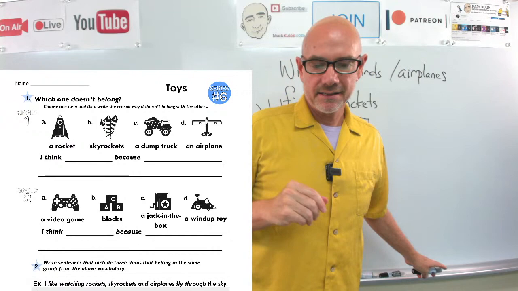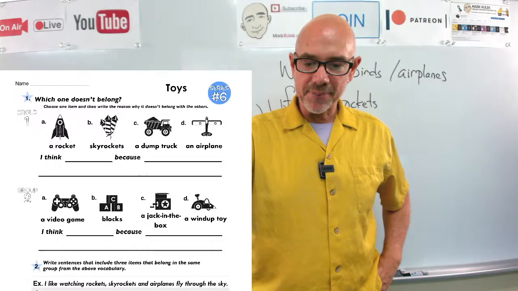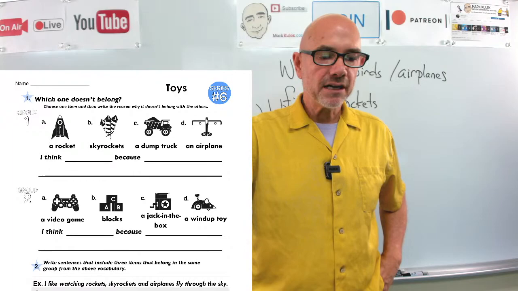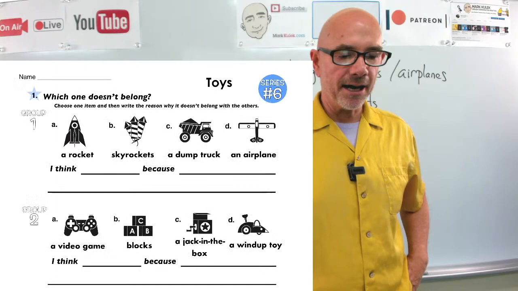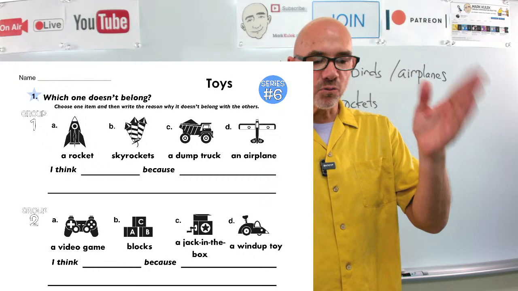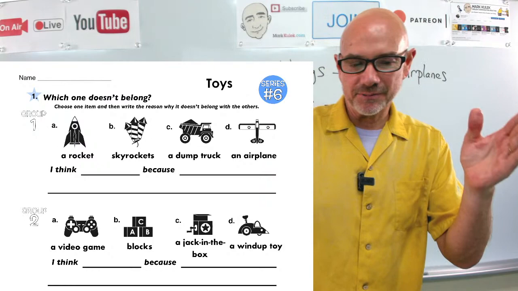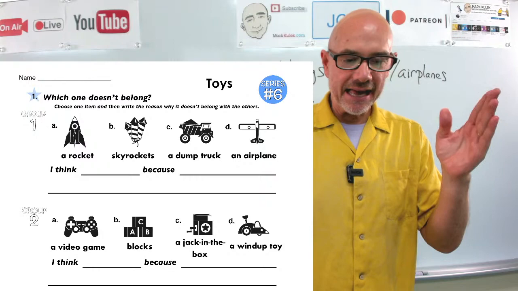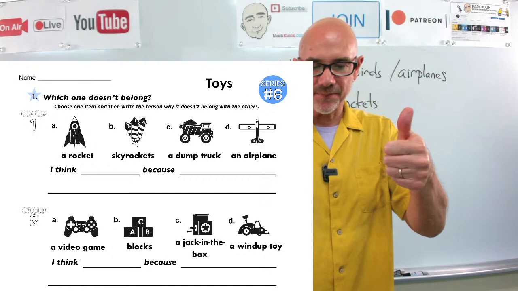Okay, I think video game because playing computer. Okay, good, I understand now. So Gosh is saying video game because it's a computer, right? So video games are a computer. That's very good. Blocks are just wood. Jack in a box is like a puppet inside, right? There's a toy puppet, and then we have the wind-up toy, which has wheels and it moves around. So yes, very good.